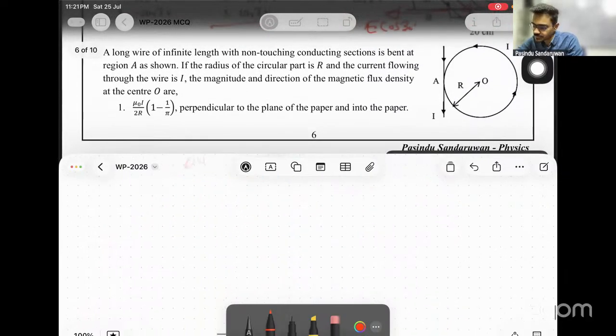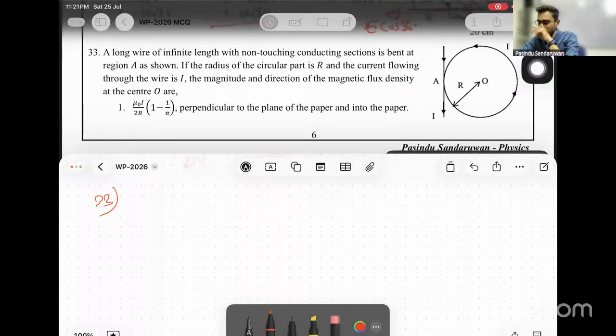33. A long wire of infinite length with non-touching conducting sections is bent at region A as shown. If the radius of the circular part is R and the current flowing through the wire is I, the magnitude and the direction of the magnetic flux density at the center is.